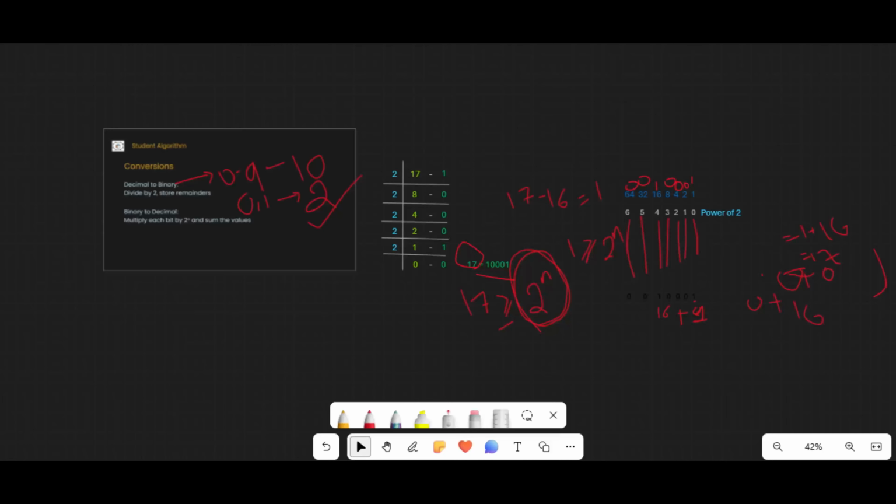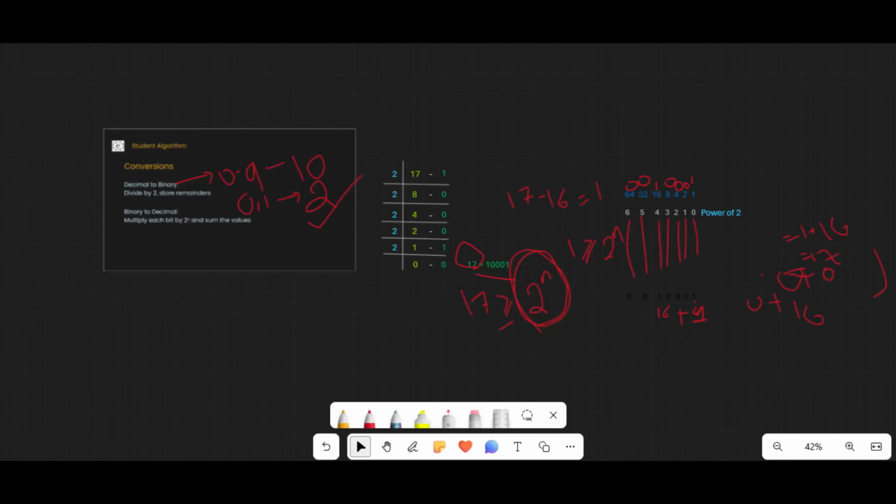If you further divide by 2, you get 0 quotient and 0 remainder, so no need to divide further. If you get 0, you just stop. After dividing, you will get some remainders in the form of 0 and 1. You need to write them in reverse, so 1 0 0 0 1 is your binary representation of 17. Now let's look at another way this 17 is converted into binary.